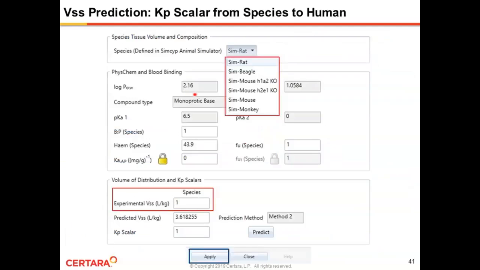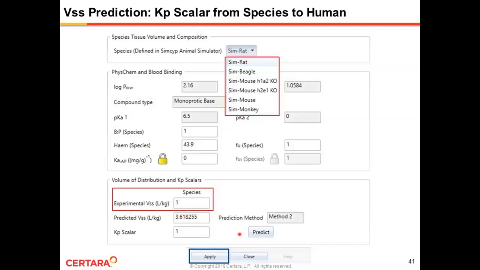Another translational tool is the use of Kp scalar in order to predict the volume of distribution at steady state. And if you look into the human simulator in the prediction toolbox, there is what we call the Kp scalar from species to human. And here what you can do is that it picks up the drug physicochemical parameters from the compound that you have built into the simulator, and then you choose the species of interest, and then you adjust the Kp scalar in order to have a value of predicted Vss that you're looking for.